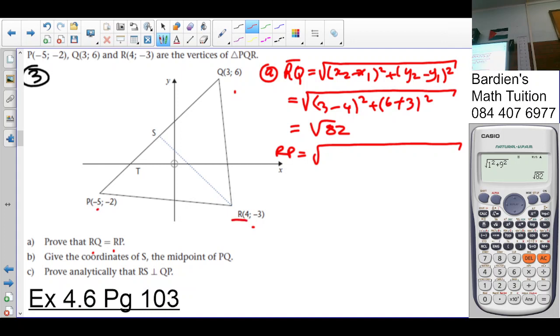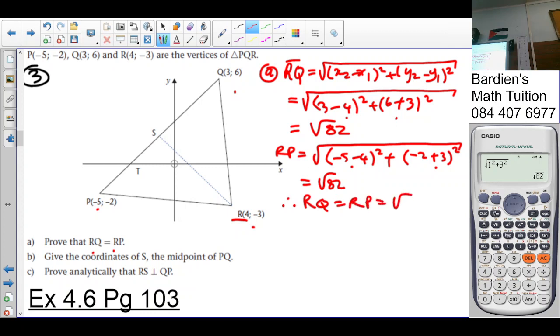Then RP, I don't have to write the formula down again. Negative 5 minus 4 squared, which is 9 squared, and negative 2 minus 1, 3 squared, is 1 squared, which is also the root of 82. So these are 9, 9, 1, 1. Therefore, RQ is equal to RP, which is equal to the root of 82. You guys understand?